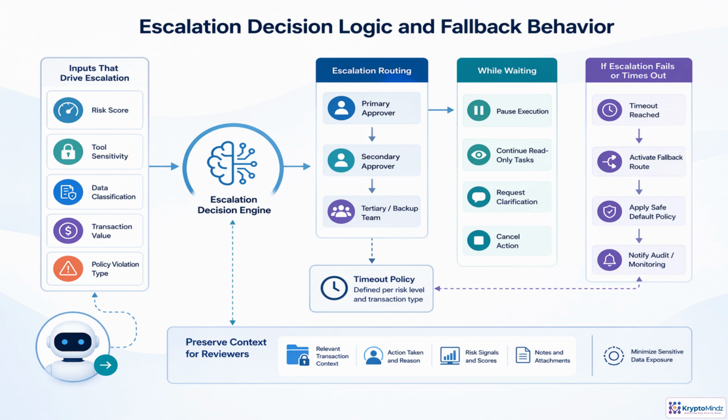To work reliably, escalation should behave like code, not like a vague instruction to notify someone. When a risk event appears, the agent classifies it using factors such as risk score, tool sensitivity, data class, transaction value, and violation type. That classification determines the approver path. While the agent waits, its behavior must also be defined. Pause, continue only safe read-only work, ask for clarification, or cancel. If no response arrives before the timeout, a fallback route takes over and a safe default applies. Reviewers get enough context to decide without unnecessary sensitive exposure.